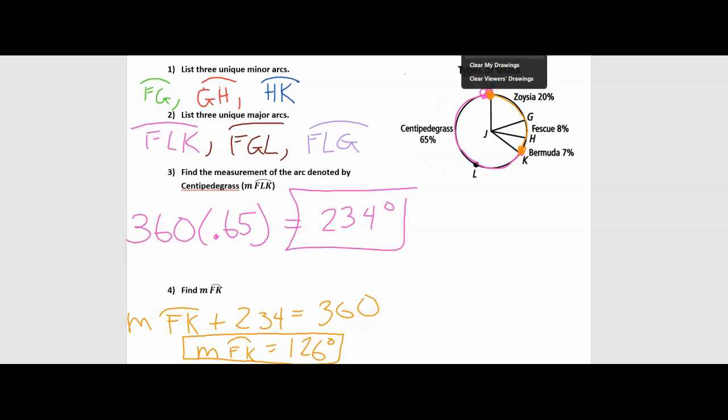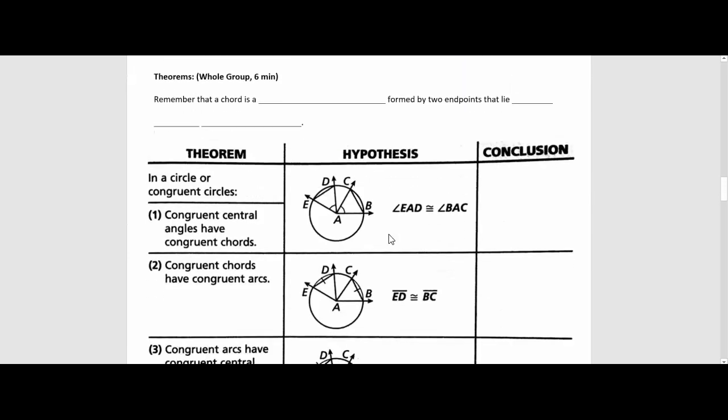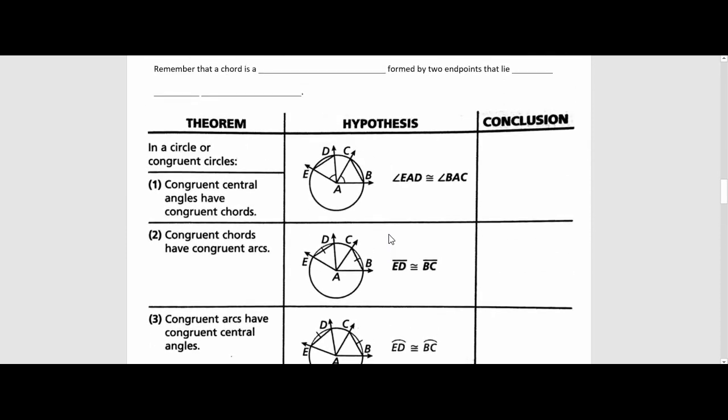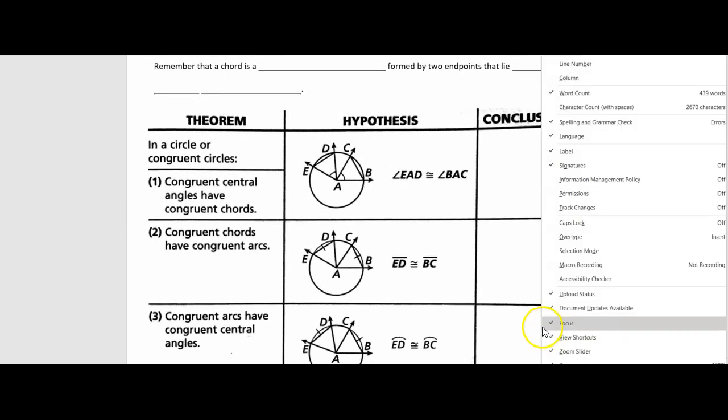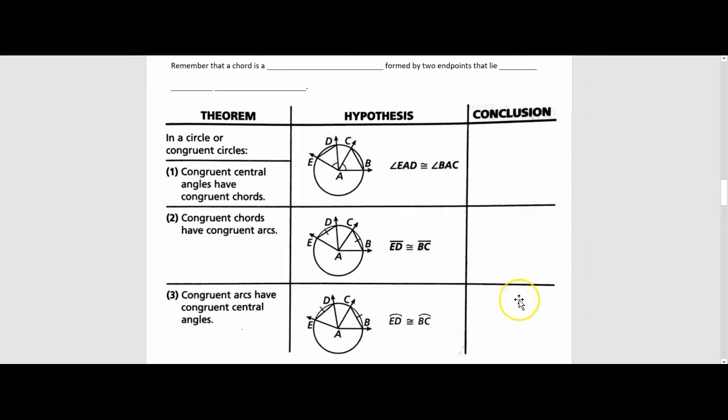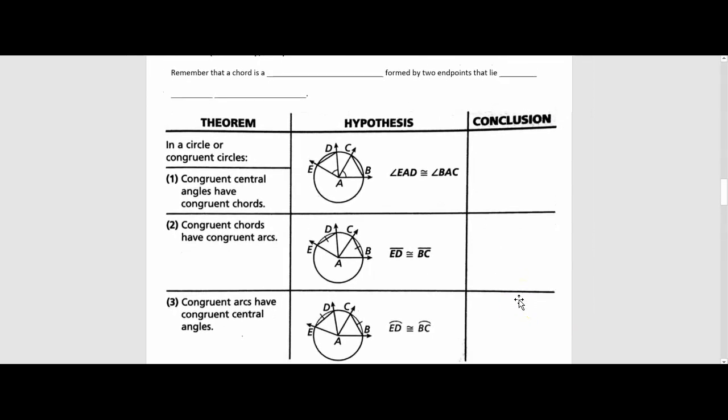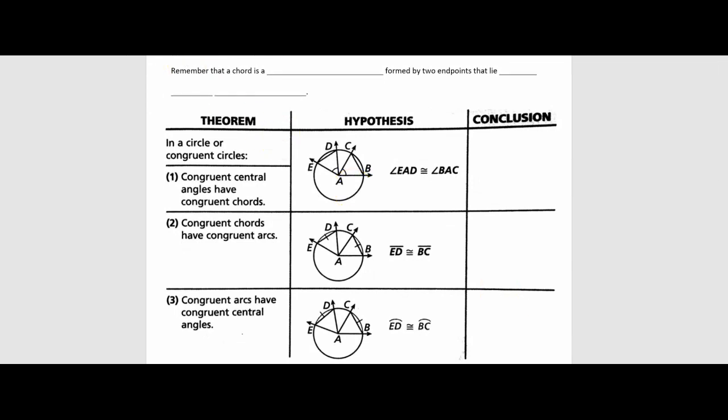Let's see what the next page has in store for us. I think we're going to look at a couple theorems here. Make this a little bit smaller. Okay. So up top it says, remember that a chord is a segment formed by 2 endpoints that lie on the circle. Just keep that in mind as we read through these theorems.